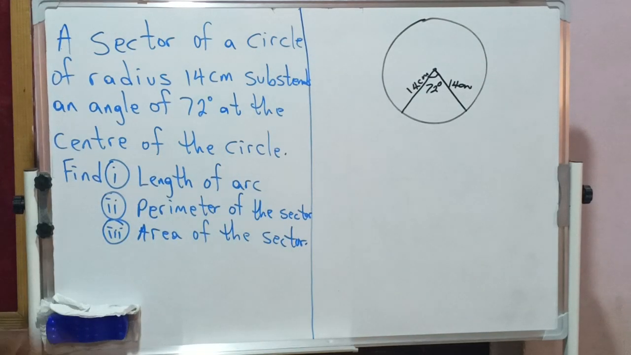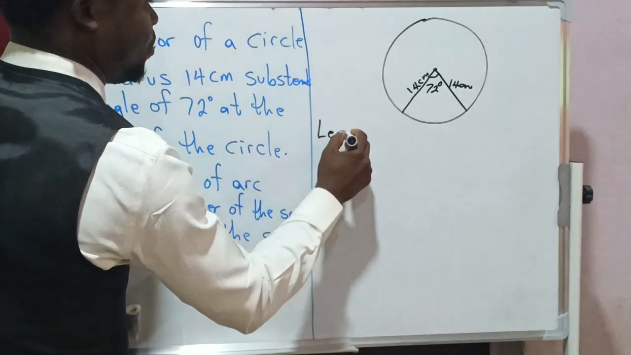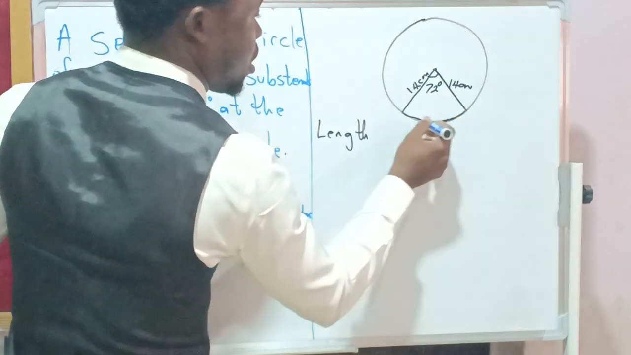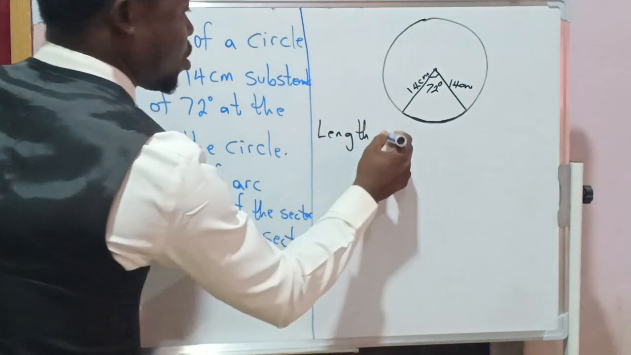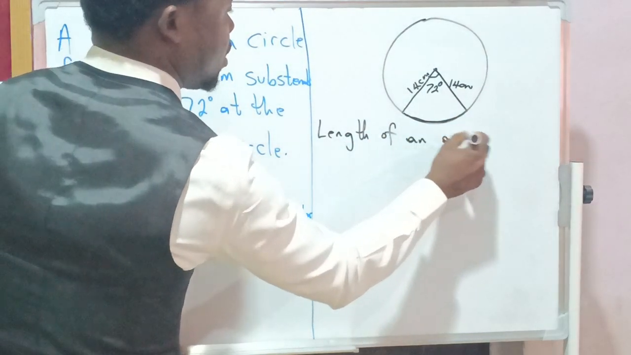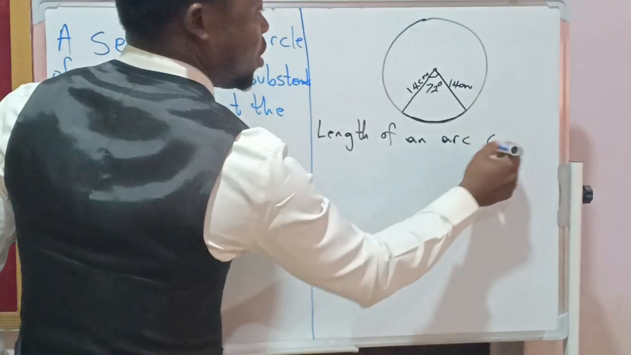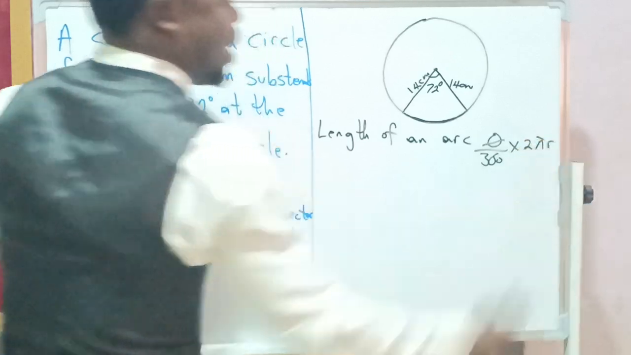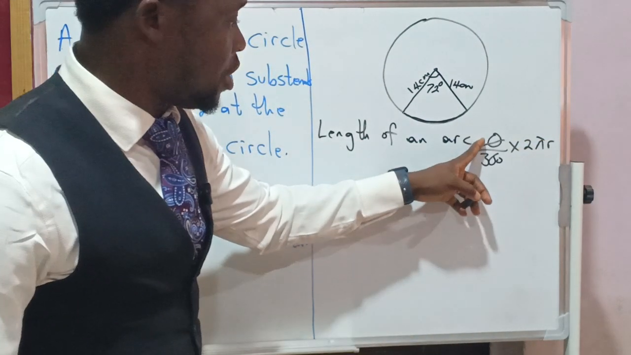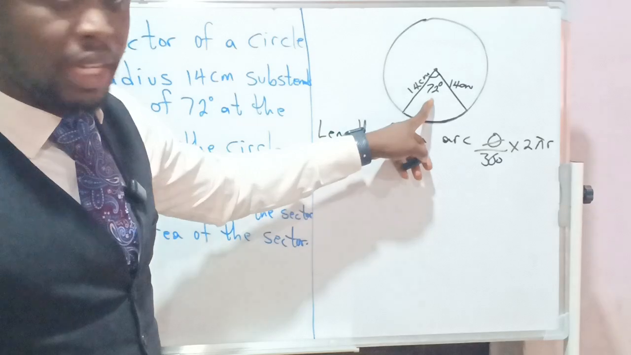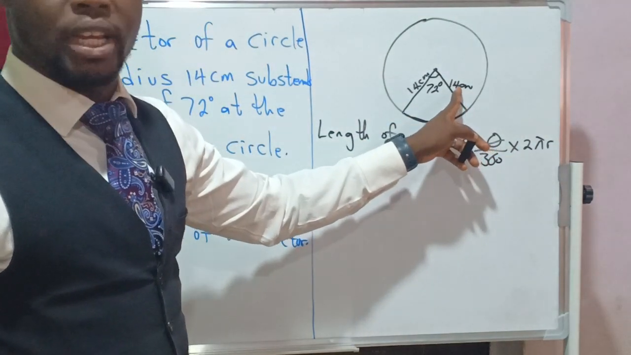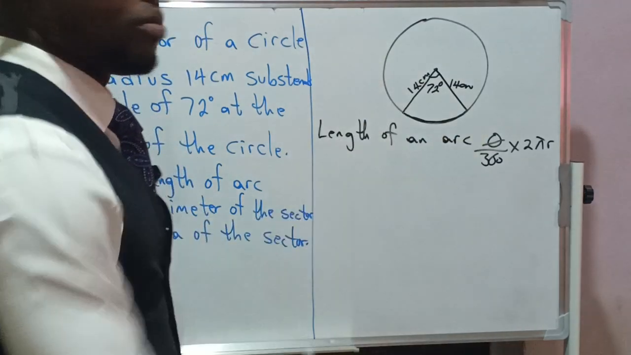Firstly, we should find the length of an arc, that is what is being talked about here. Now the length of an arc is calculated with what? Theta over 360 times 2 pi r. The theta is the angle, which is 72 degree. Pi, we all know, is 22 over 7. The radius is 14 centimeter. So all we need to do is just to substitute.